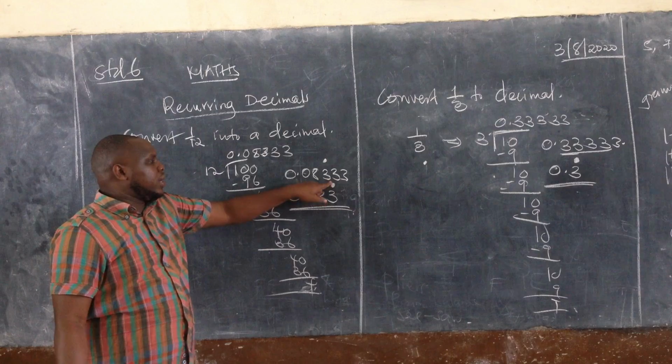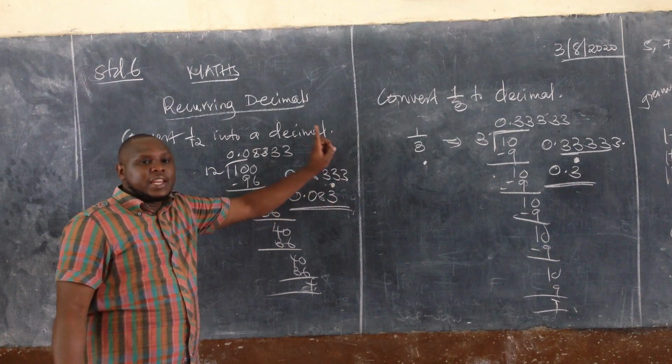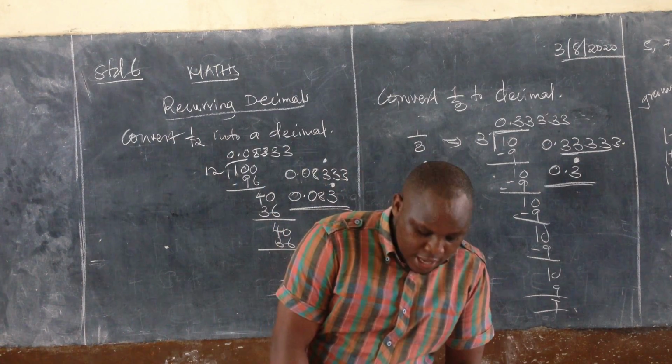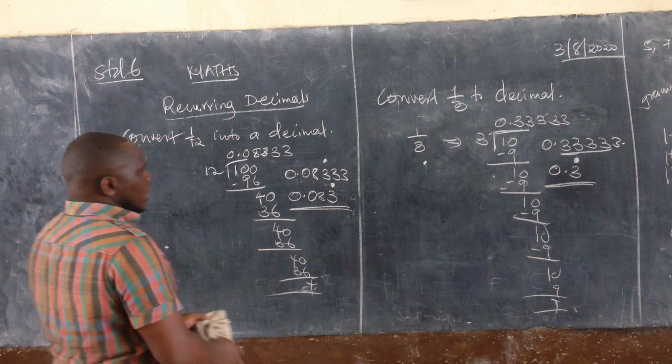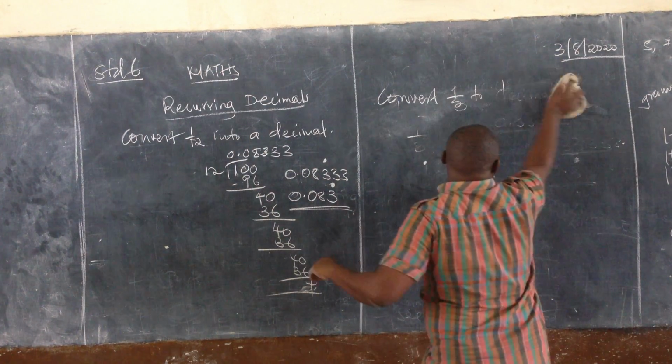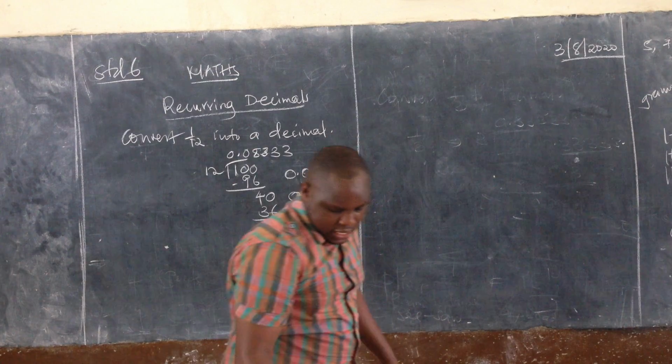So your answer is not this one. Your answer is 0.083 recurring. So the 3 is the one that is repeating itself. So that's where you put the dot. Let us maybe do another example and see what you are going to get.